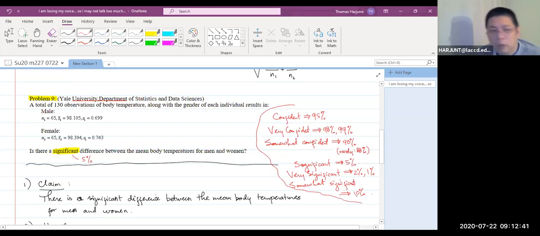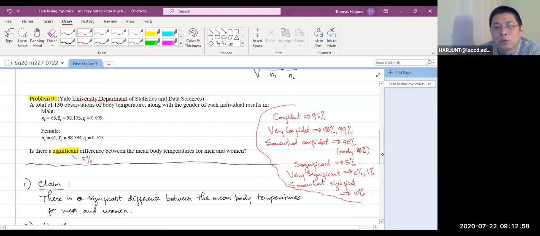But in our class, I will always tell you the significance level, just like the confidence level, always 95%. If I don't tell you the confidence level, use 95%. If I don't tell you the significance level, use 5%. Okay, that's the rule of thumb.